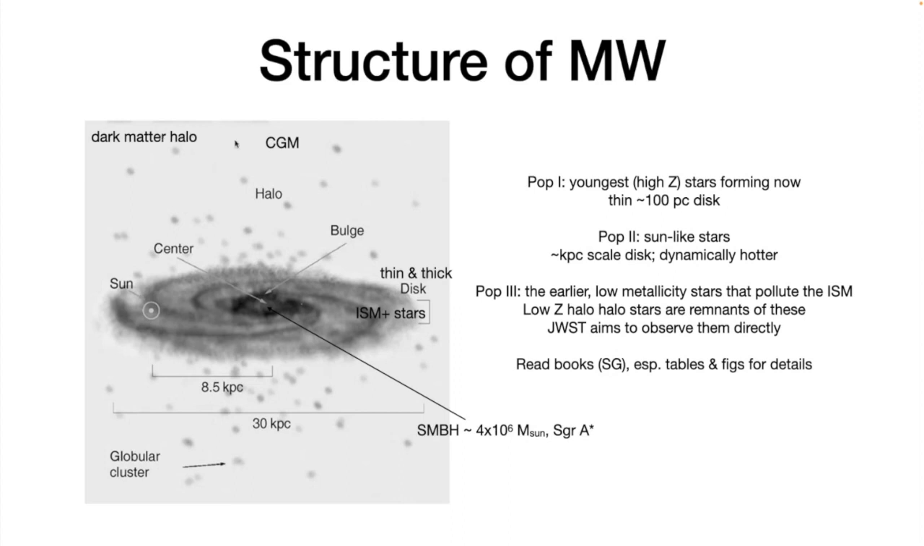If you try to measure the velocities of these objects, they appear to be moving fast compared to how much mass you would think there is just by seeing light from all these different components. So this is the dark matter problem. We'll actually come to this.